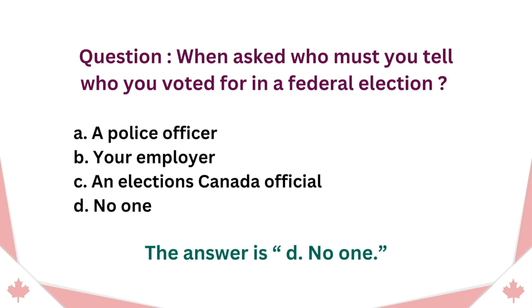Question. When asked, who must you tell who you voted for in a federal election? A. A police officer. B. Your employer. C. An Elections Canada official. D. No one. The answer is D. No one.